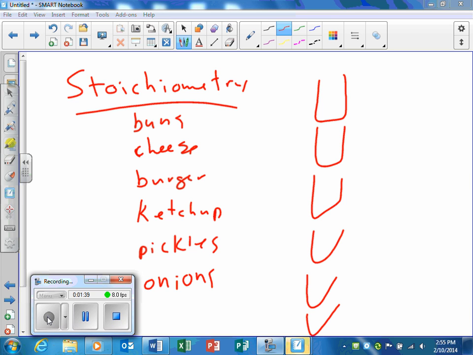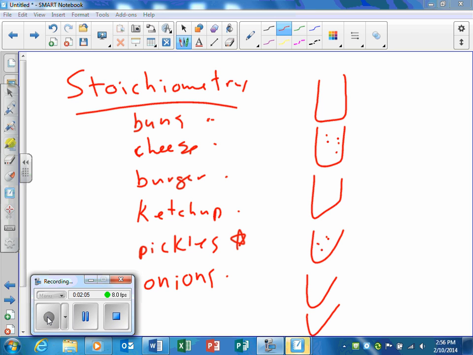Well, what would you have extra of? Pickles. Cheese. Well, you definitely have lots of pickles because there's tons and tons of pickles in a bucket. Onions. Cheese, you'd have extra cheese. Ketchup, depending on how much you love ketchup. Buns would run out first, right? Buns and burgers sometimes go out the same.